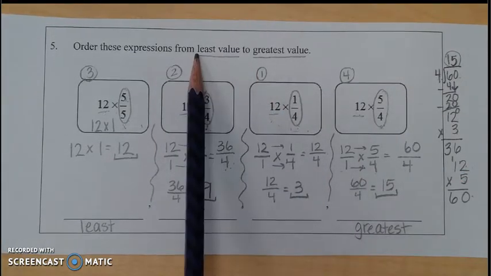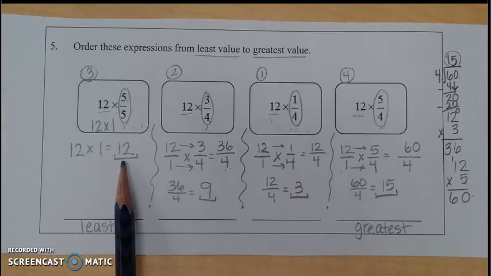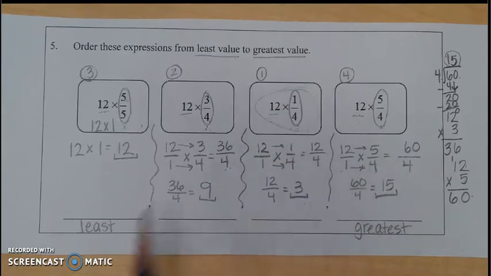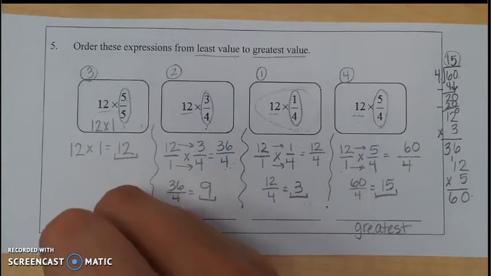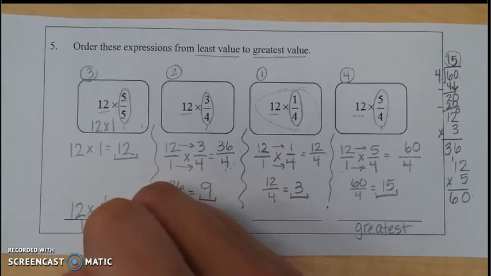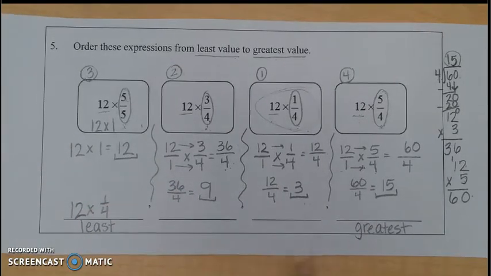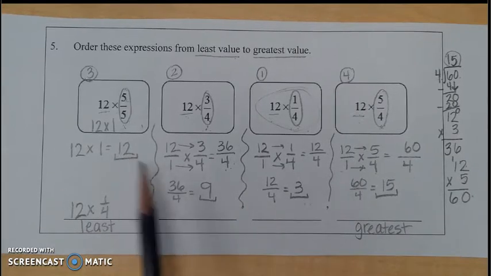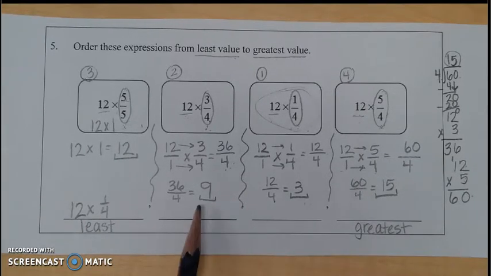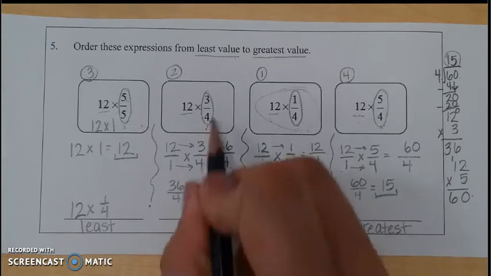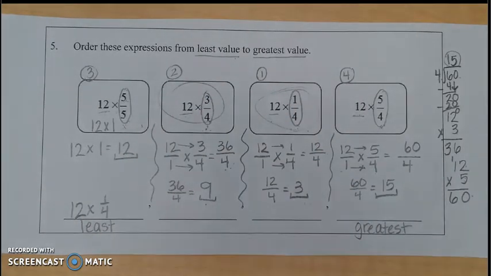Again, I'm looking for the least value to the greatest value. I have 12, 9, 3, and 15. The smallest one is 3. So this is the expression that I'll write first. 12 times 1/4. Let me go ahead and see which product is the next smallest. I've got 12, 9, and 15. 9 is the next smallest, so I'll write that expression next.